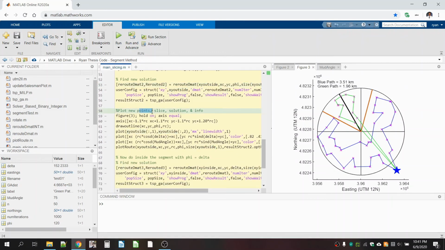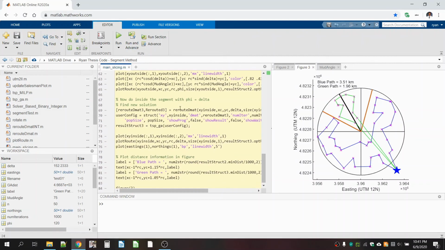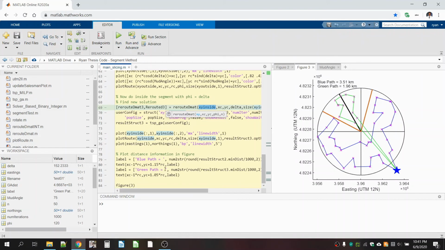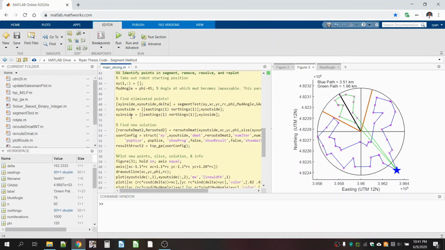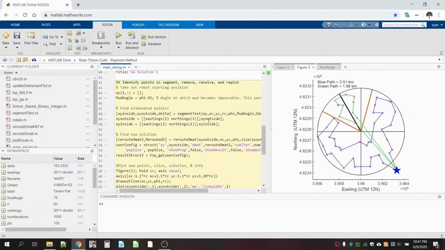And then you plot those points, and then you're going to go back, and this time instead of using phi, you're going to use delta, the new location of the irrigation line, and you're going to solve the TSP again. But this time, instead of XY and instead of XY outside, you're doing XY inside. So that's pretty self-explanatory. There was a little bit of tricky math coming up here to the segment test.